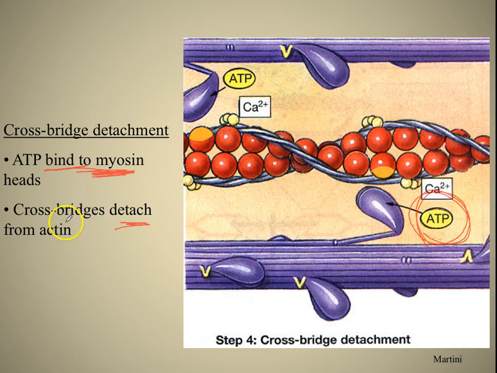When it's attached, the other term we call that structure of it, when it's attached to actin, we call that a cross bridge. But as that myosin is attached to that actin site, you have to have an ATP come in to allow it to detach. So as you can see here, it detached ATP.